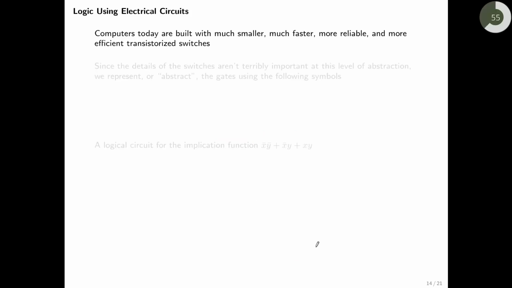Now, modern day computers do not use electromechanical switches. Instead, they use what are called transistors. Now, transistors are much smaller. They're much faster and more reliable and more efficient than electromechanical switches, right? And that's what we use in modern day systems. But they work in a similar fashion. So the principle of operation of transistors is exactly the same as electromechanical switches.